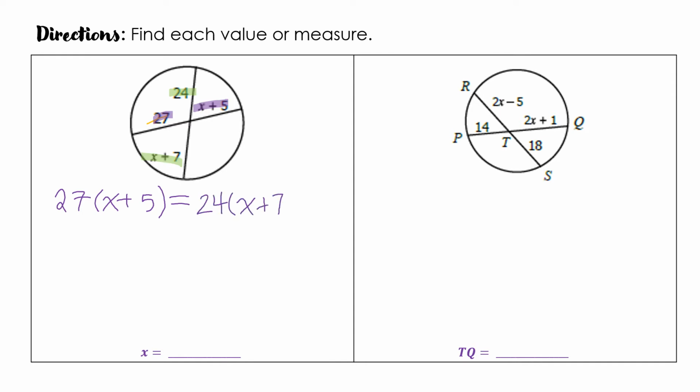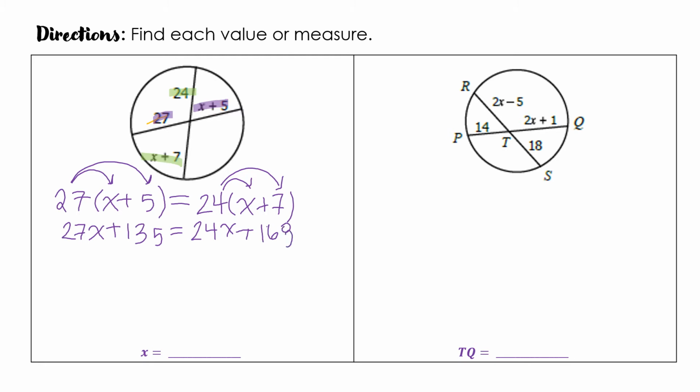And then we're going to solve like we would any linear equation. We're going to distribute 27 times x is 27x. 27 times 5 is 135. Then I'm going to distribute 24. 24 times x is 24x. 24 times 7 is 168.